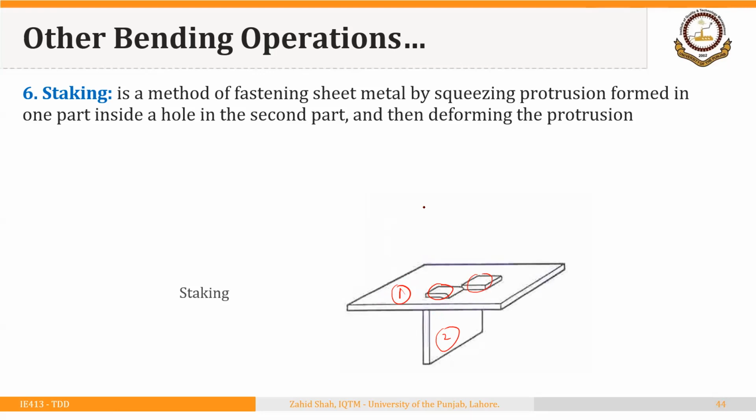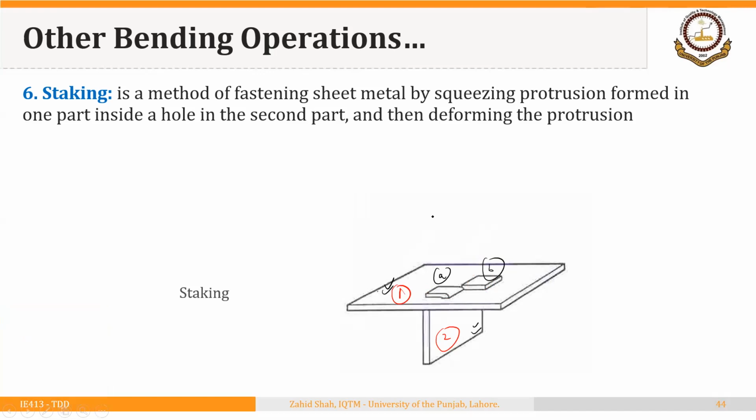So these two pieces of metal, one and two, were assembled together. So it is a method of fastening sheet metal by squeezing protrusions. So these are two protrusions. These two pieces, A and B. So by squeezing the protrusion formed in one part inside a hole in the second part and then deforming the protrusion. So in this case, this part one is having the hole and two portions of part two are extended through that hole and then bent. So this is called staking operation.